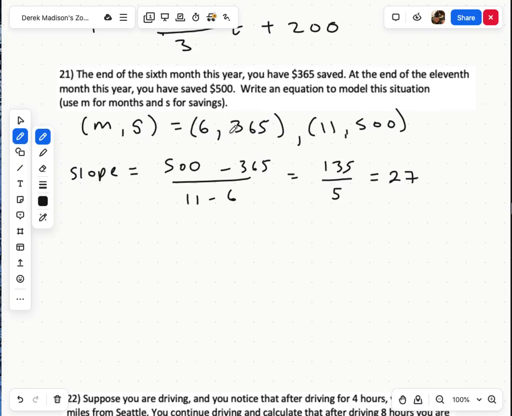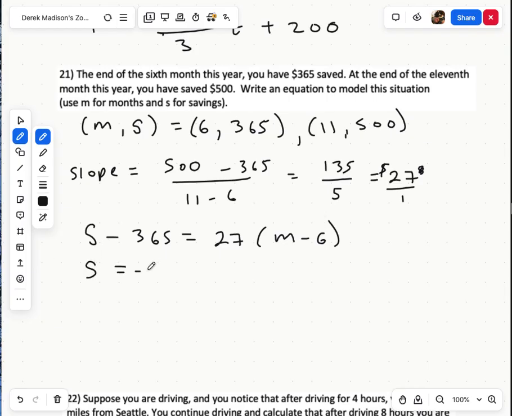And then as usual, I pick the smaller of the 2 points just to make the math a little easier. So we will not use y. We'll use the variables they told us. So that is s minus 365 equals our slope. And our 27, this is dollars per month, right? Since this is dollars a month, it means we're saving $27 per each month. And so this will be 27, and then we're supposed to use m minus 6. And clean it up and we'll be done.